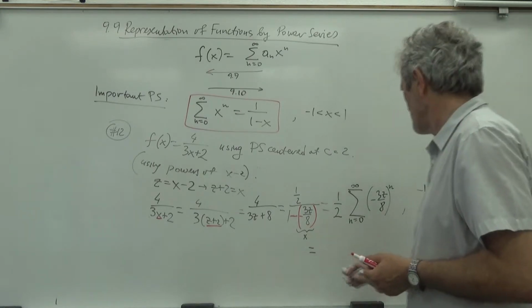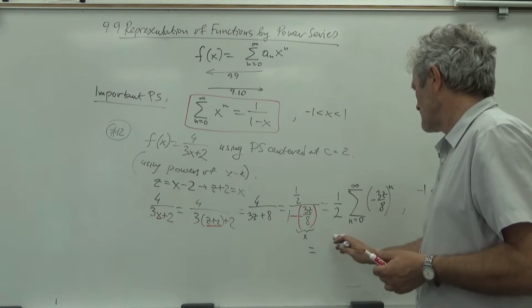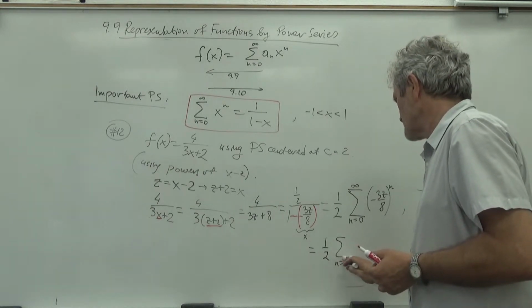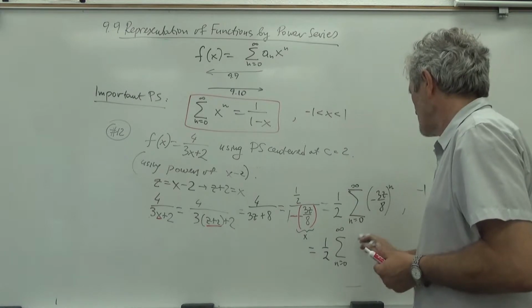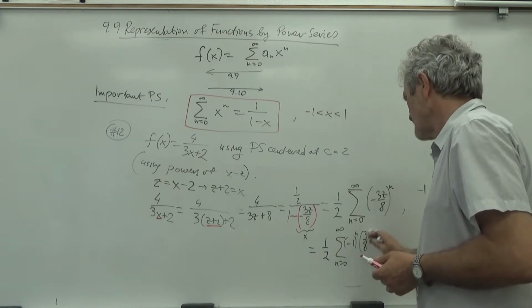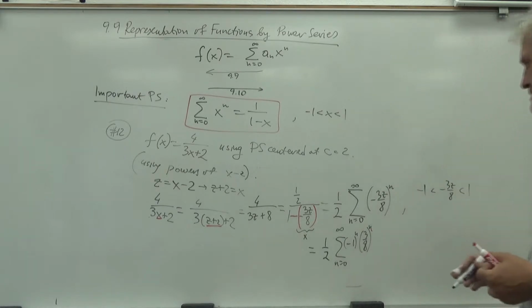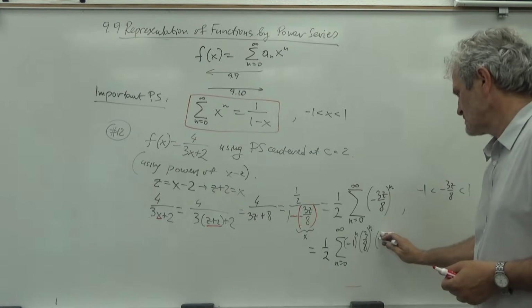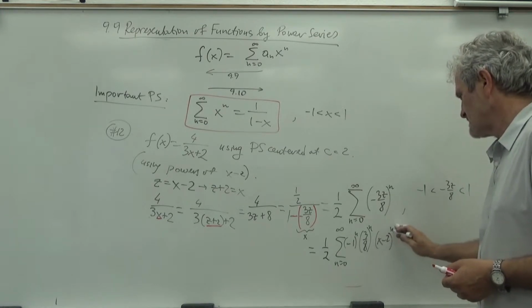So now we just polish it. What would that be? It will be 1/2 sum, n goes 0 to infinity, negative 1 to the n. So we have alternation, 3/8 to the n, and then z to the n, but z stands for x minus 2, so it will be x minus 2 to the n.